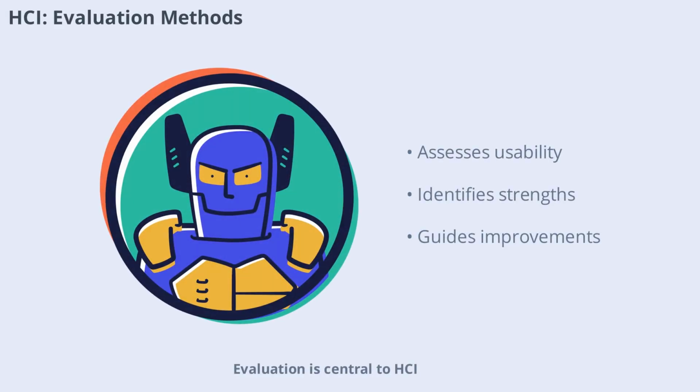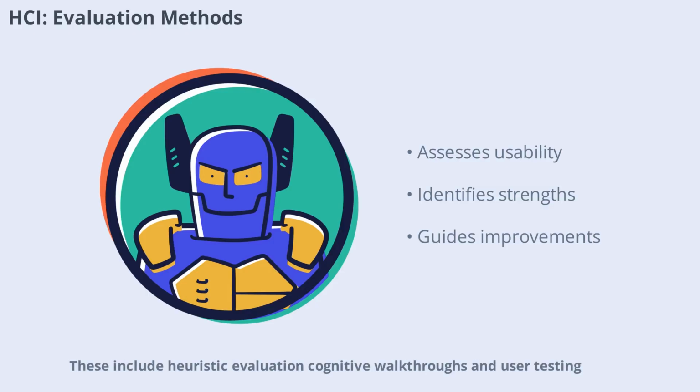Evaluation is central to HCI, with a range of methods used to assess usability and effectiveness. These include heuristic evaluation, cognitive walkthroughs, and user testing. By systematically evaluating interfaces, HCI professionals can identify strengths and weaknesses, guiding further improvements.